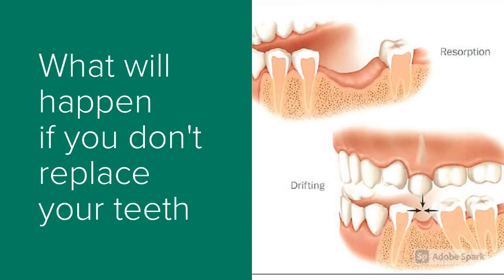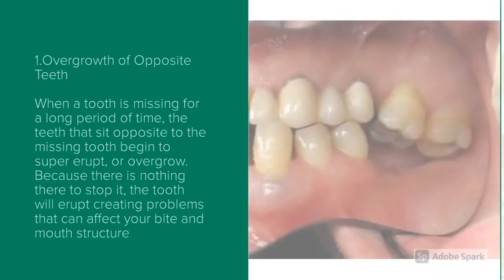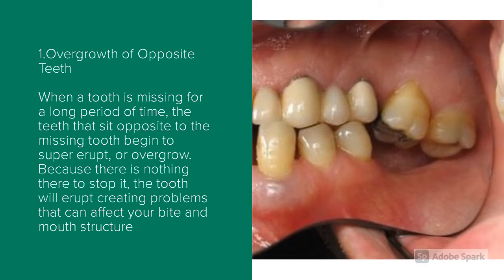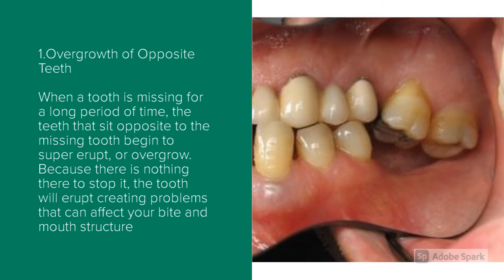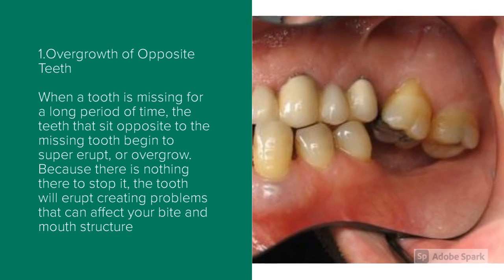What will happen if you don't replace your teeth? If you don't replace your missing teeth with any of the given options, then there are chances of overgrowth of opposite teeth. When a tooth is missing for a long period of time, the teeth that sit opposite to the missing tooth begin to super erupt or overgrow. Because there is nothing there to stop it, the tooth will erupt, creating problems that can affect your bite and mouth structure.